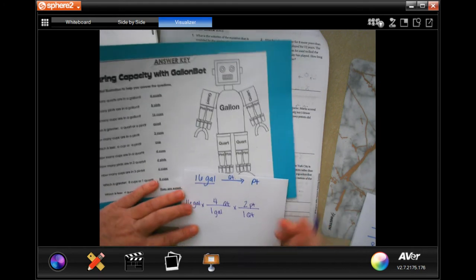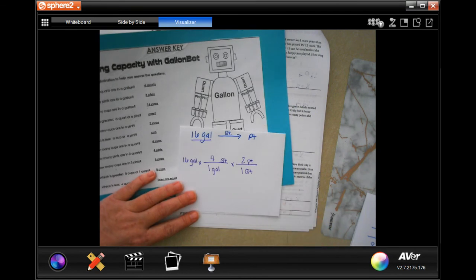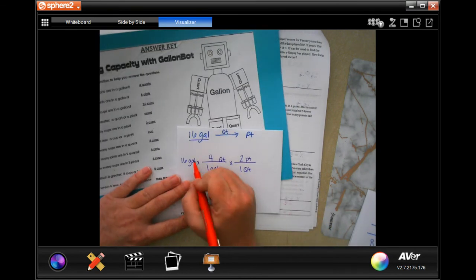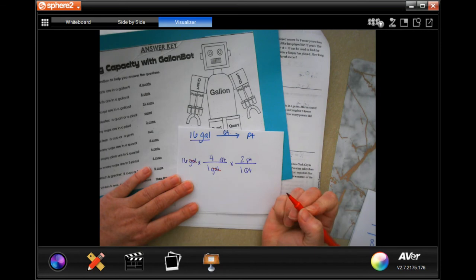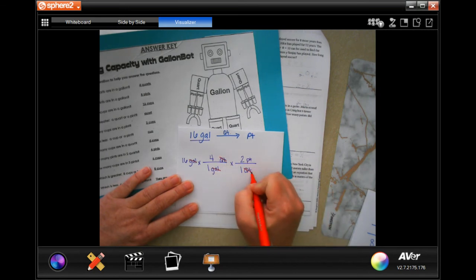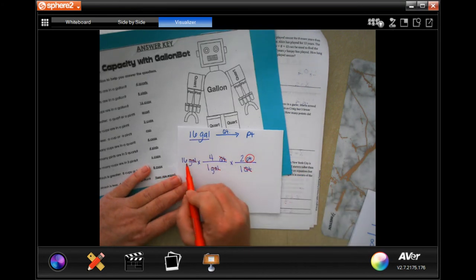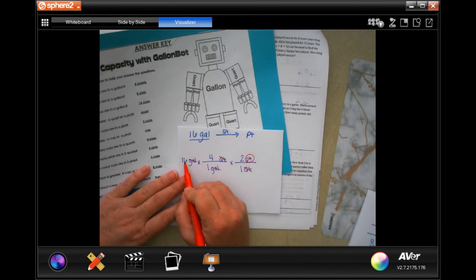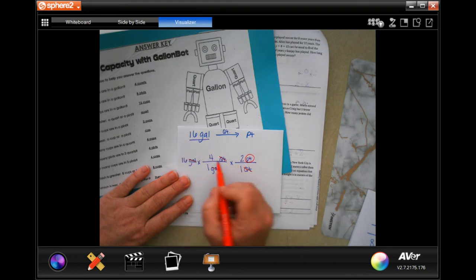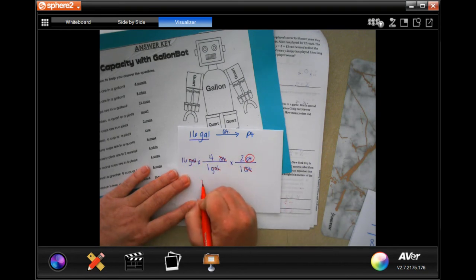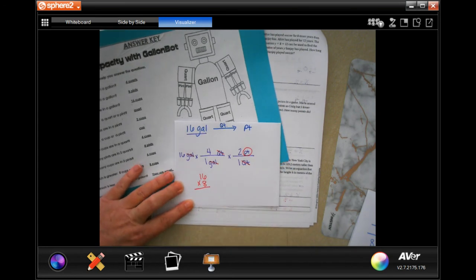Okay, so now we're going to cross cancel just our labels. There goes gallons. There goes quarts. I'm left with pints. That's what I want. Now I could do 16 times 4 times 2, or I could do 4 times 2 is 8, and then just do 16 times 8, which is a little bit easier for me.